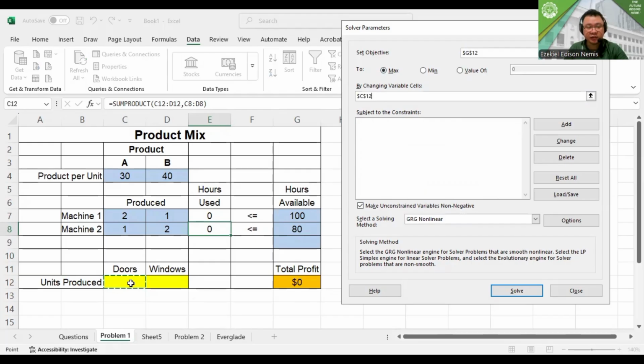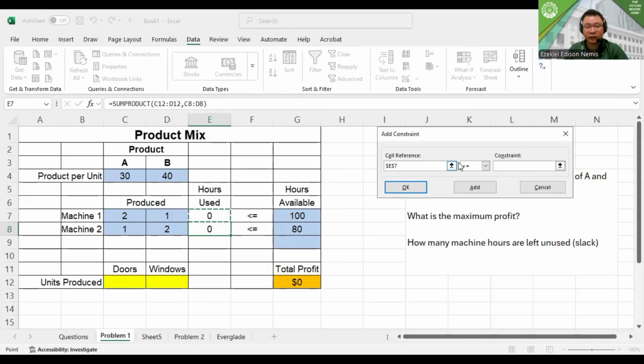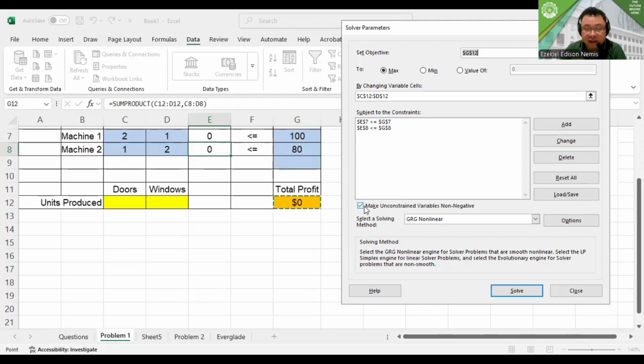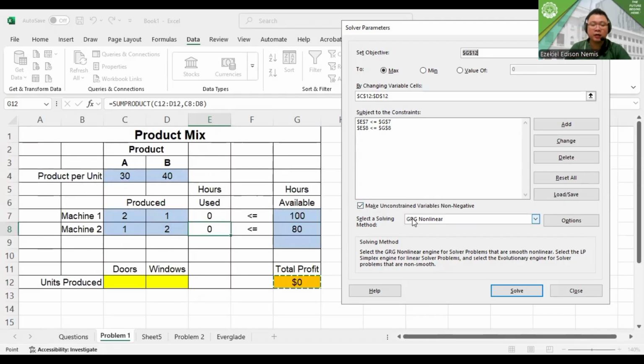Let's go to the changing cells. So this is the changing cell. Let me also add the constraints. All you have to do is click Add. Click this one, then the constraint is at 100. Click Add. Then click this one again, and the constraint is at 80. Then click Add. You can always click Cancel so that we can go back to the main Solver prompt, like what you are seeing now. All you have to do is check Make Unconstrained Variables Non-Negative, and then GRG Nonlinear. Once everything is set and all the data is set, all you have to do is click Solve.